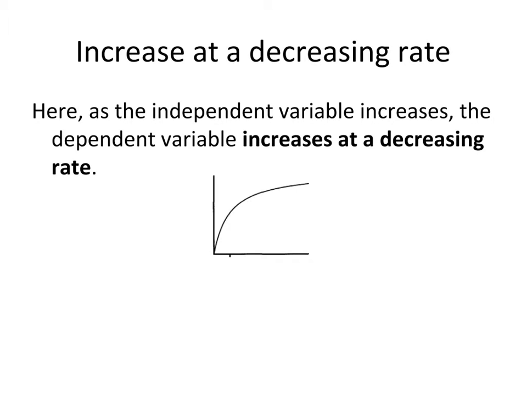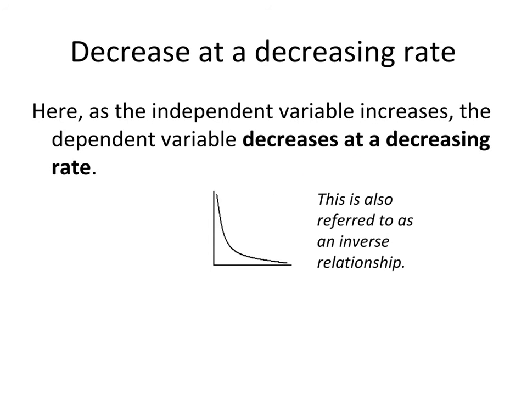Here we see another type of curve. Here, as the independent variable increases, the dependent variable increases at a decreasing rate. So this could be for a cart that's slowing down, for example. The slope is decreasing over time. This one shows us that as the independent variable increases, the dependent variable decreases at a decreasing rate. Sometimes we'll call this an inverse relationship.